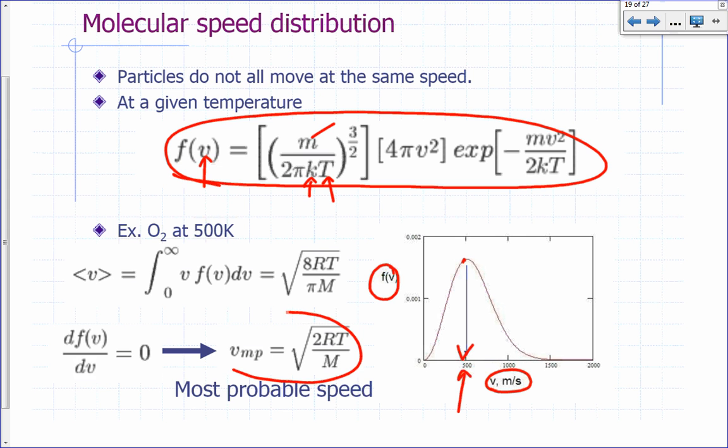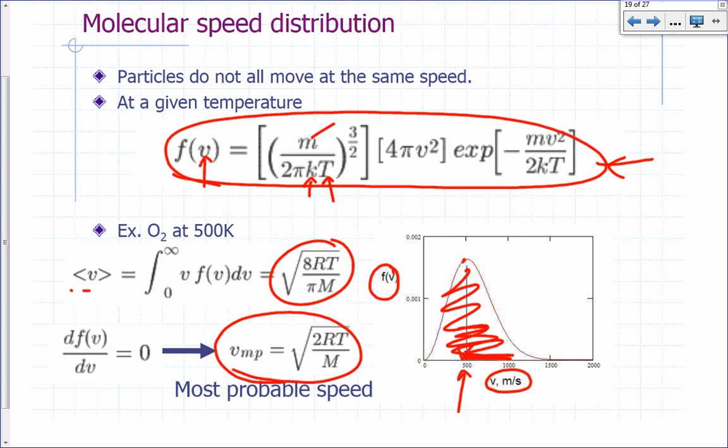Your most probable speed, you can show from this equation using calculus, is equal to the square root of 2RT over m. The most probable speed is related to the average speed, which was the square root of 8RT over pi times the molar mass. Using calculus you can also get the expression for this average speed. This is the distribution of the speeds. The way you interpret this graph is that the total area under it is 1.